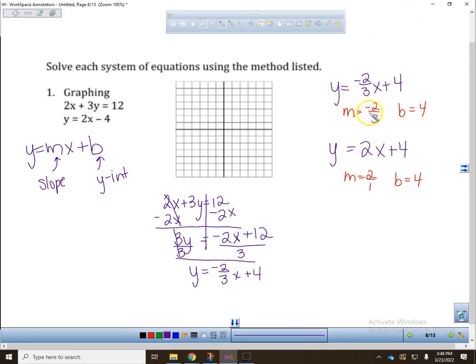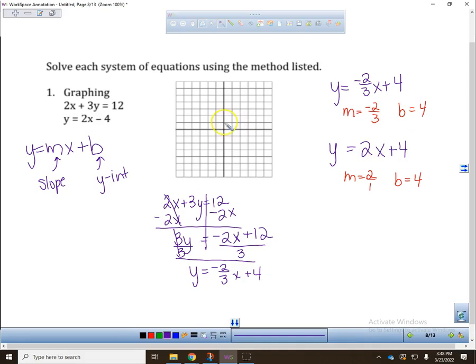I'm going to start with the first one. I'm going to graph that in purple. So remember, to graph a line, we plot the y-intercept, and then we move our slope, our rise, and our run. Plot the second point. You may find that plotting additional points is helpful to getting your line straight. And then once we do that, we go ahead and draw the second line.